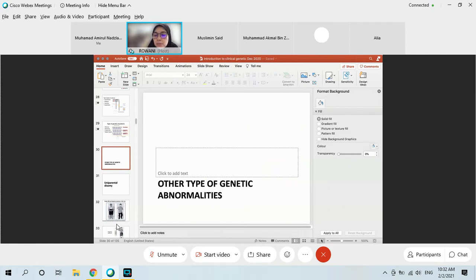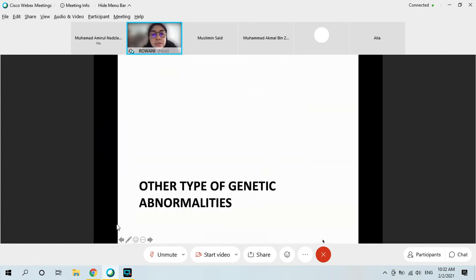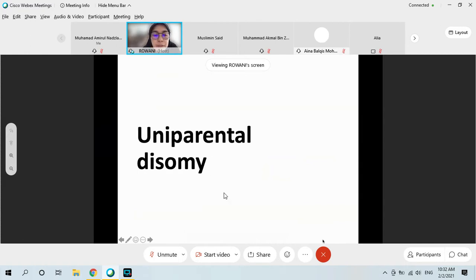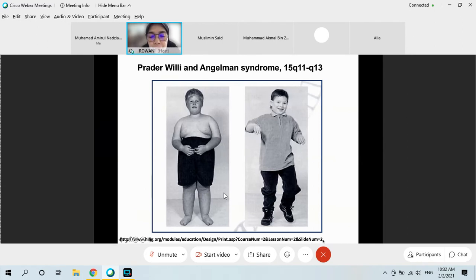I would like to go to the other types of genetic abnormalities. Can you see the slides? Okay. So I want to talk about uniparental disomy. You look at these two children. Are they the same or are they different? Do they look the same or are they different?